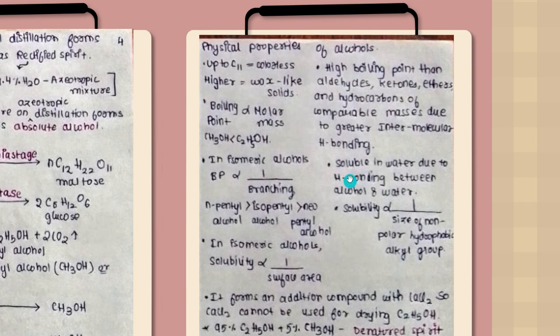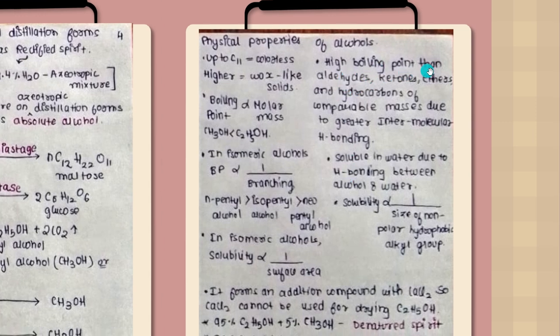Now, coming to higher boiling point than aldehydes. They have higher boiling points than aldehydes, ketones, ethers, and hydrocarbons of comparable masses. If we have a ketone or an ether which has the same molecular mass as an alcohol, the alcohol will have the greater boiling point due to its greater intermolecular hydrogen bonding, which makes it difficult to break the bonding, and hence more temperature is needed, which means the boiling point is more.